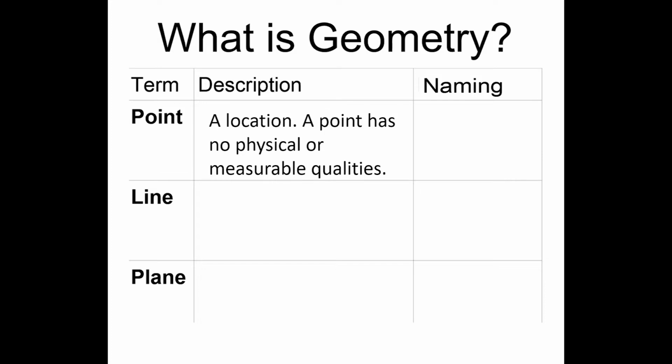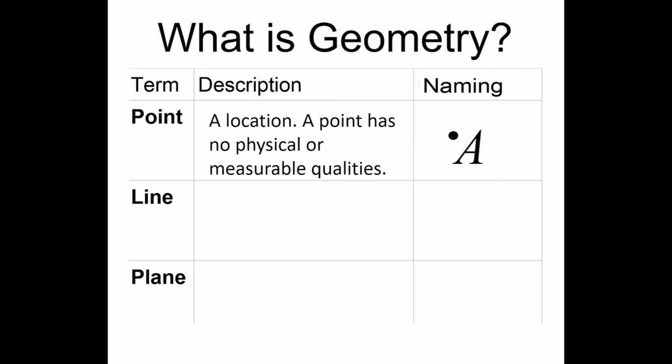The way that we name all of these things is very important as well. We're going to name all kinds of things throughout the year. And so for a point, we're just going to use a capital letter. Typically, there will be a little dot next to it if we're looking at a diagram, or if you just want to refer to a point in a sentence or something that you're writing, you can just use a capital letter.